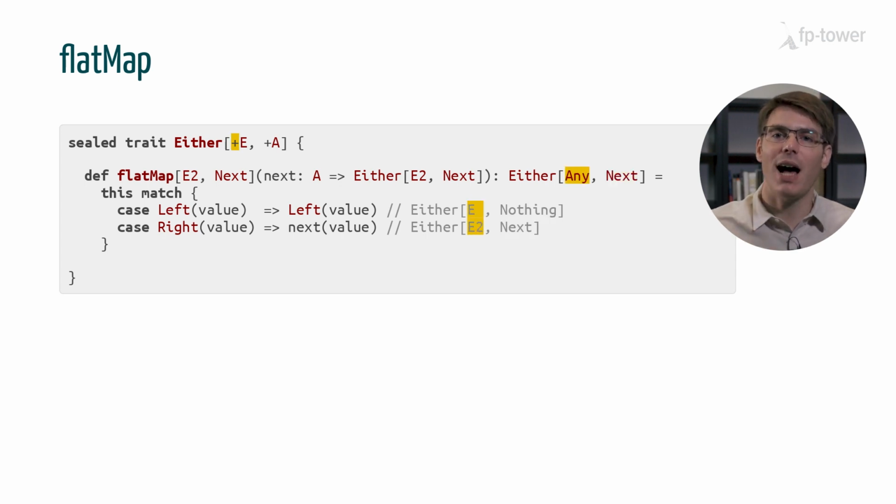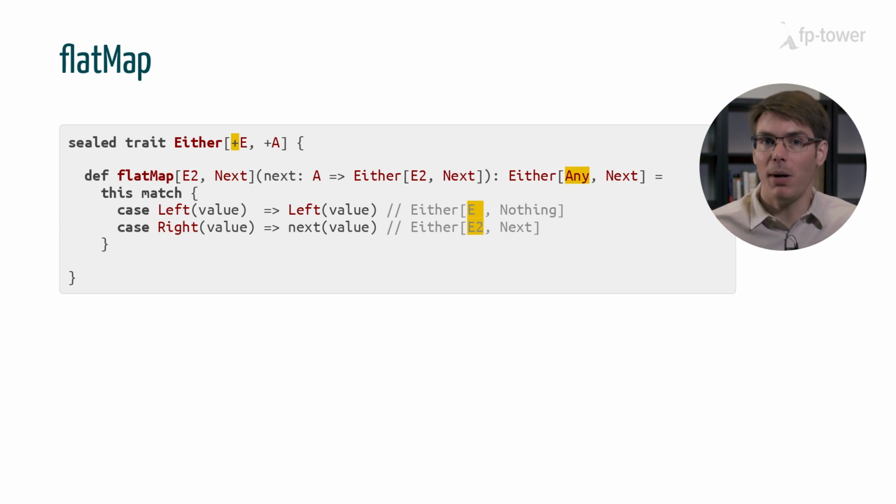And on the left side, we'll have the least upper bound of E and E2, which is Any because E and E2 are free type variables. We don't know anything about them. This is a problem, because if E and E2 are TooSmall and InvalidCharacters, then we would like to infer UsernameError, and not Any. Any is not wrong, but it is imprecise.